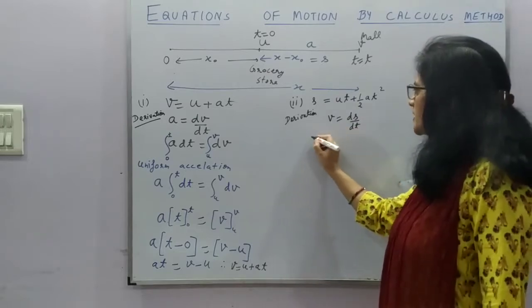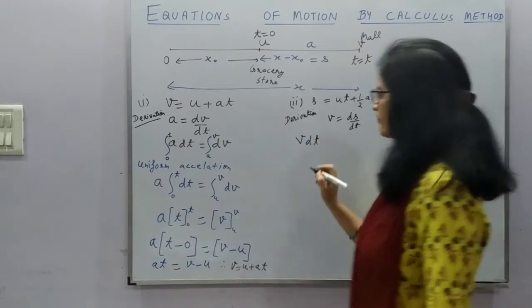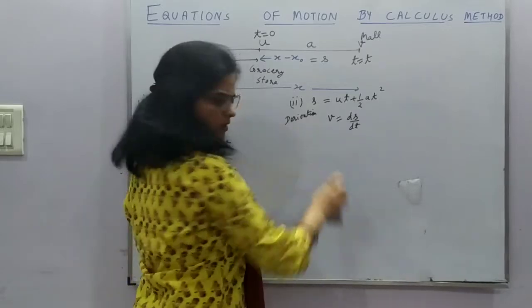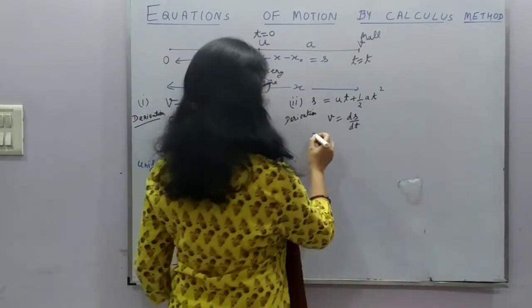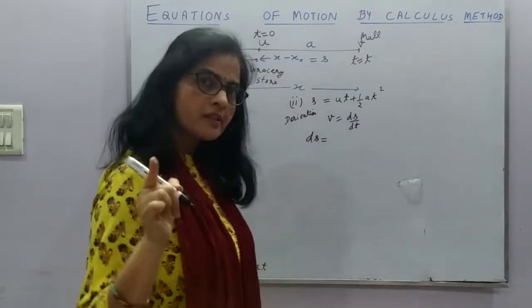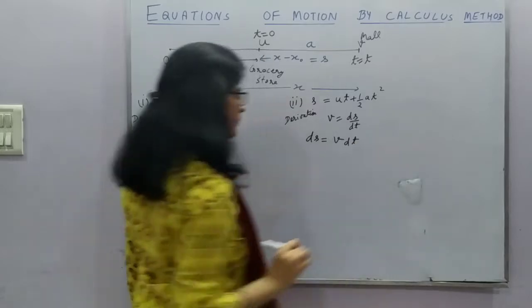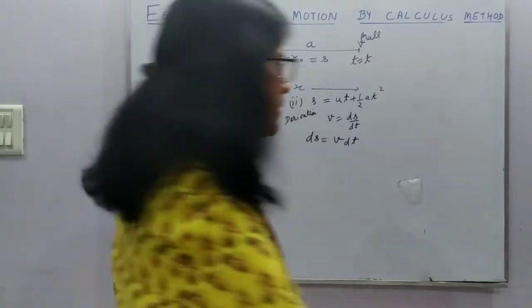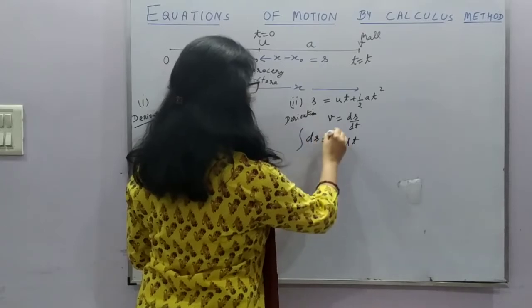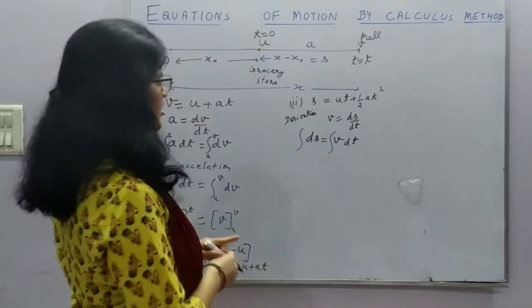So if we cross multiply it, this will be v dt is equal to ds. So I am keeping this as ds on left side because I have to derive the formula for distance traveled in s. So this will be cross multiplied, and if I integrate it, I have to integrate on both the sides. Now look at the expression.